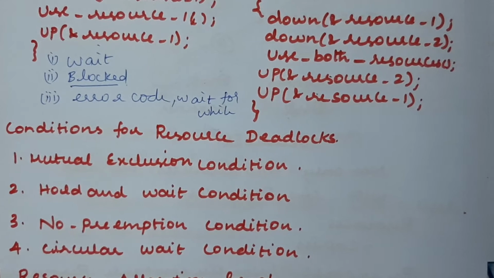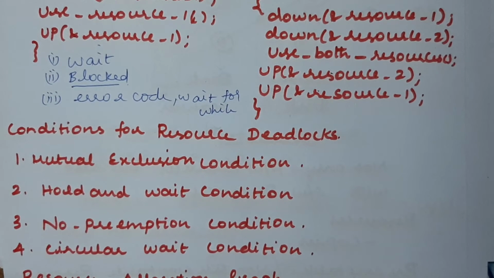Under what conditions will we get deadlock in the system? The first one is the mutual exclusion condition. We all know what mutual exclusion is: at a time, only one process can use a resource. If both processes can use the resources, there is no problem. If it is a shareable resource, we will not get a deadlock.